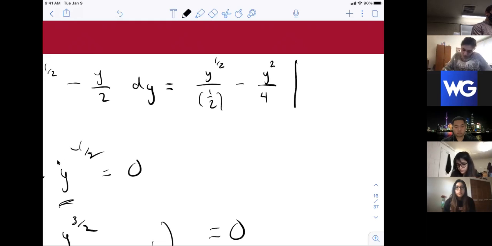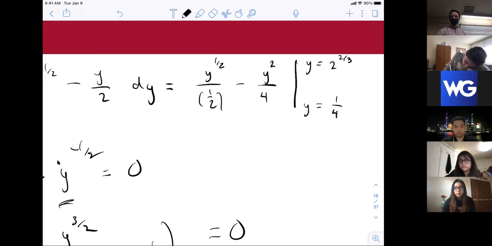Okay, so we've integrated, and now I just need to plug in y equals 2 to the 2/3, and y equals 1/4, and then take a difference. And this is not going to be a nice number.